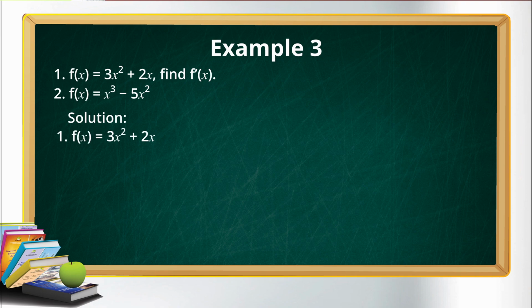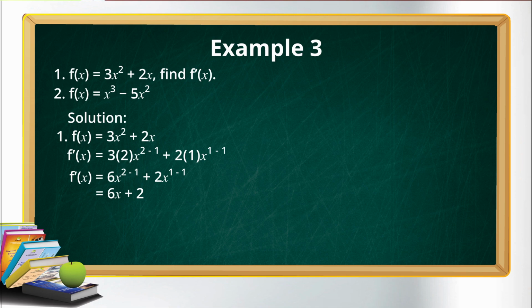First, we apply the power rule to each term. Multiply the integer by the function. Subtract 1 from the exponent. And then we get f of x is equal to 3x squared plus 2x. f prime x is equal to 3 times 2 x to the power of 2 minus 1 plus 2 times 1 x to the power of 1 minus 1. f prime x is equal to 6x to the power of 2 minus 1 plus 2 times x to the power of 1 minus 1. And we get 6x plus 2.